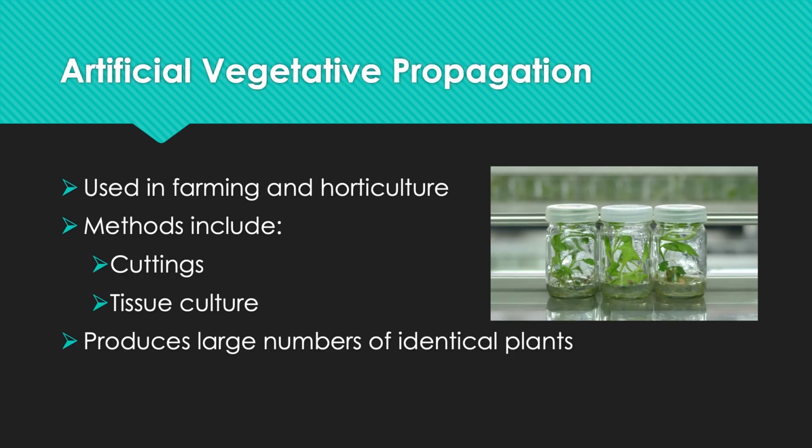Plants can also reproduce through artificial vegetative propagation, which is used in farming and horticulture. One method is cuttings, where a piece of stem or leaf is cut from the parent plant and planted. It then grows roots and develops into a new plant. Another method is tissue culture, where small groups of plant cells are grown in sterile conditions with nutrients and hormones provided. This allows large number of identical plants to be produced quickly.